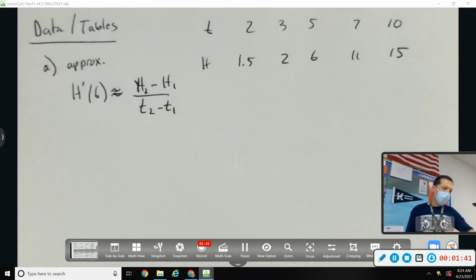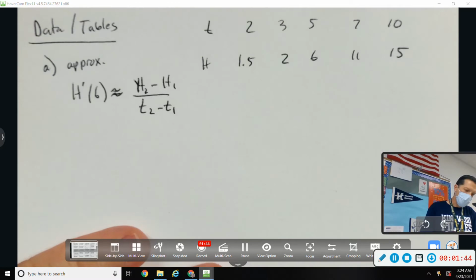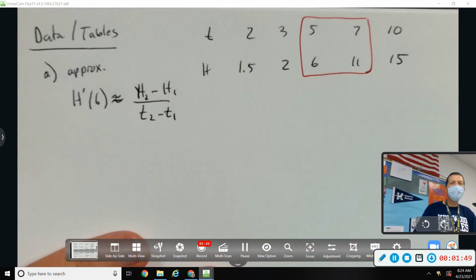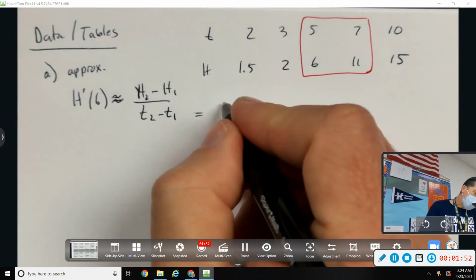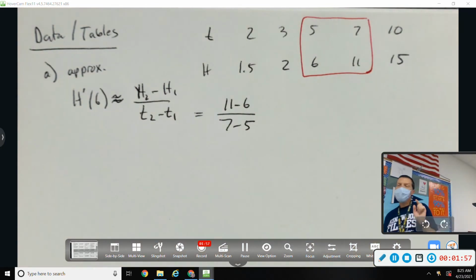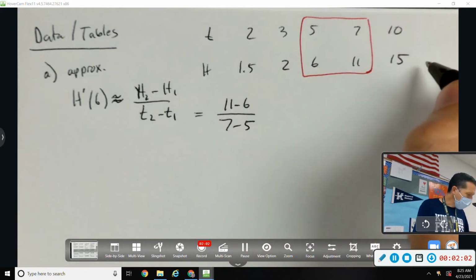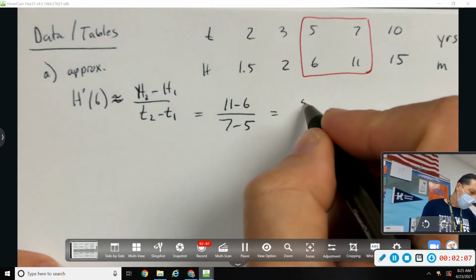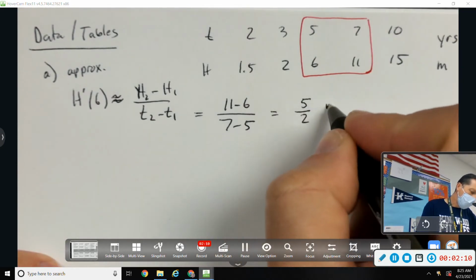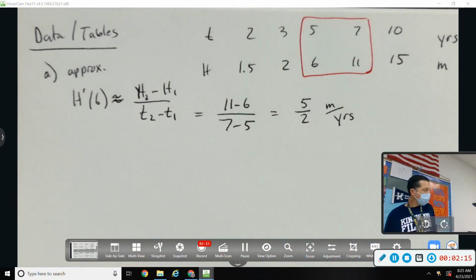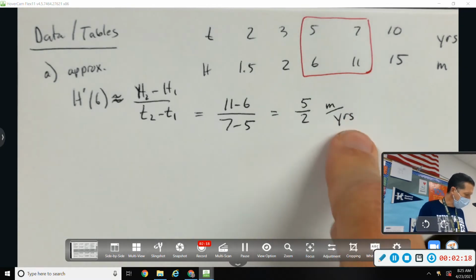I got a lot of choices for t's and h's, though. Probably the one between 5 and 7 would be the best choice. So 11 minus 6 over 7 minus 5. And let's put units on there because that will help us interpret the answer. H is in meters and T is in years. So 5 over 2 meters per year. Using correct units, got it.